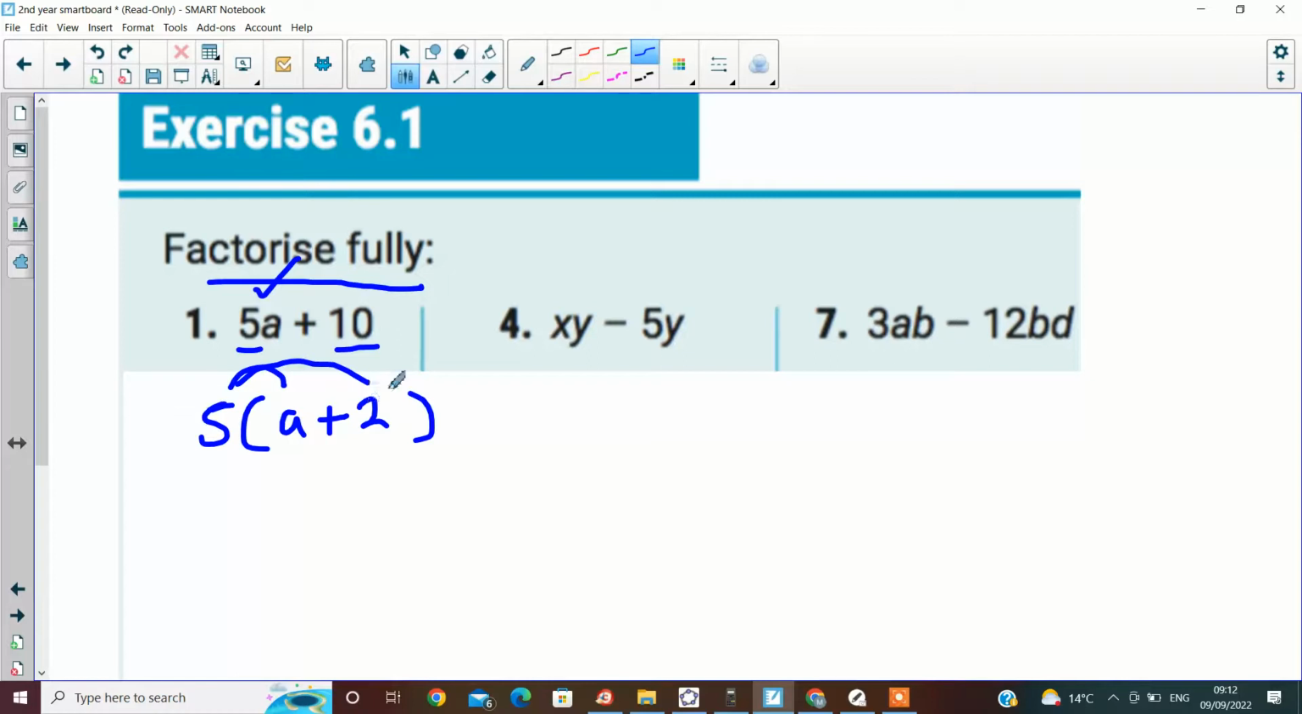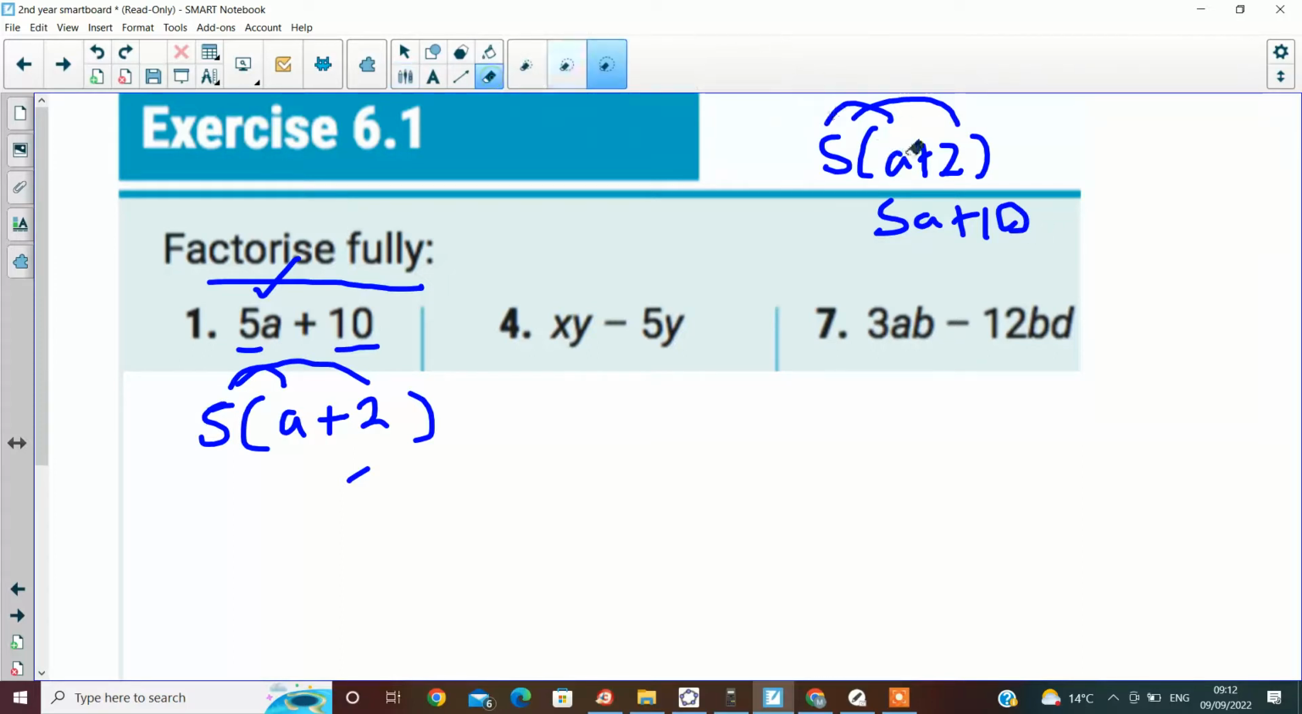Sean. It's like the reverse. In the last exercise, we would start with this and simplify it, and you'd get an answer of 5a plus 10. But this is the opposite. It's almost like you start with the answer, and we want it back as the original question.